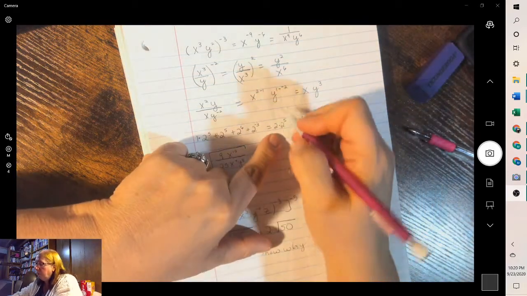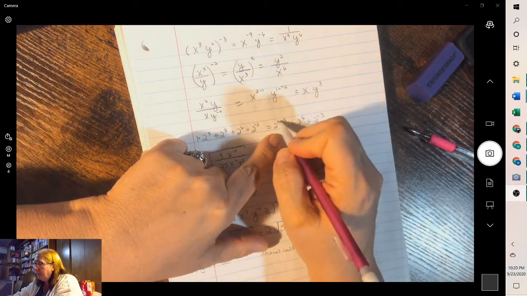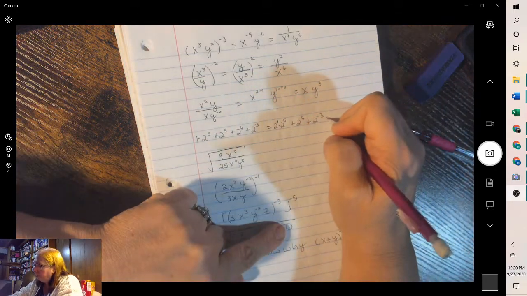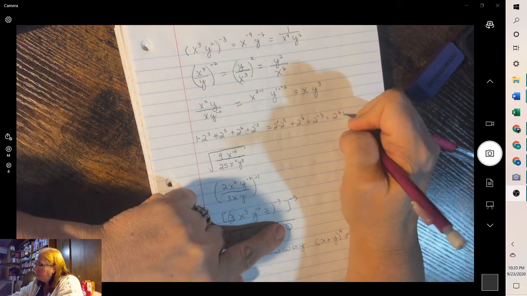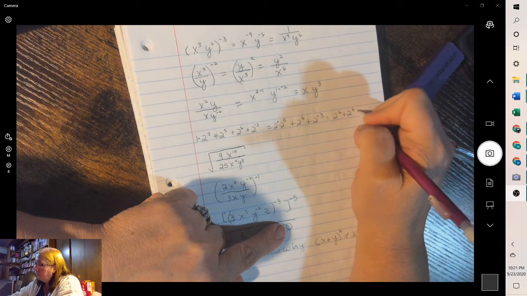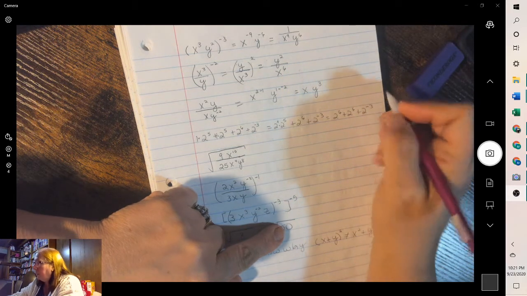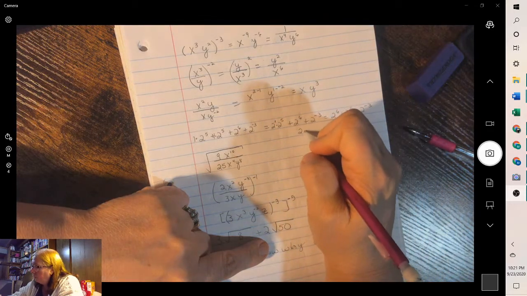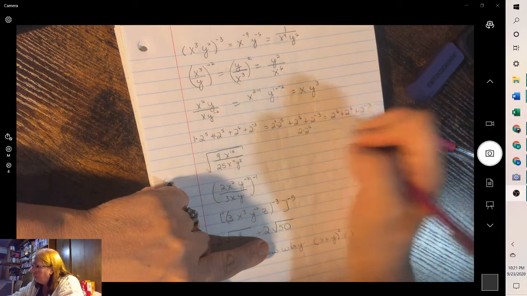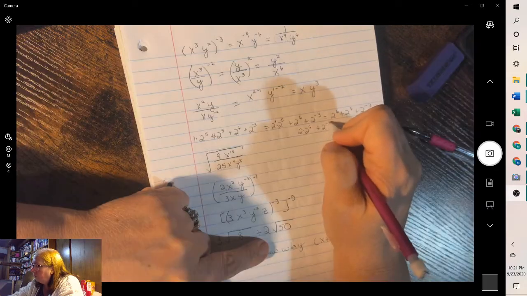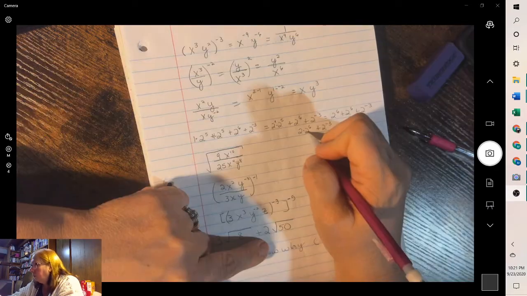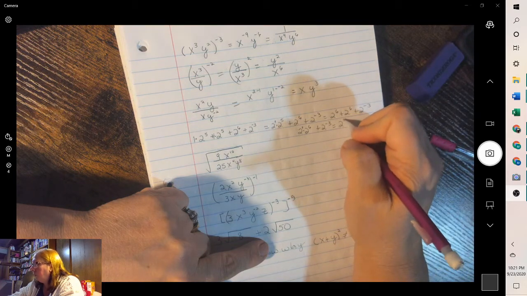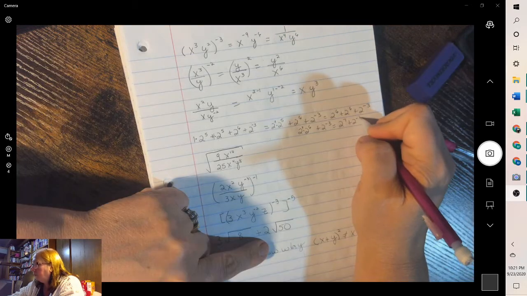Now 2 times 2 to the 5th, they're the same base. We can add the exponents. So this is actually 2 to the 6th plus 2 to the 6th plus 2 to the negative 3. Again, there's 2 of them, so that would be 2 times 2 to the 6th plus 2 to the negative 3. 2 and 2, add the exponents, and you get 2 to the 7th plus 2 to the negative 3.